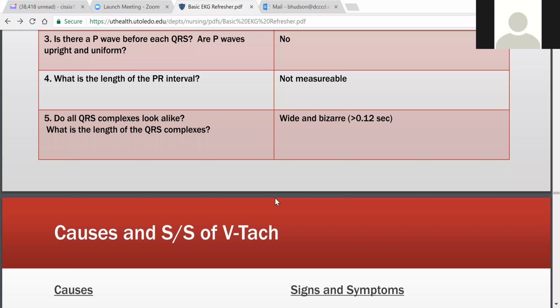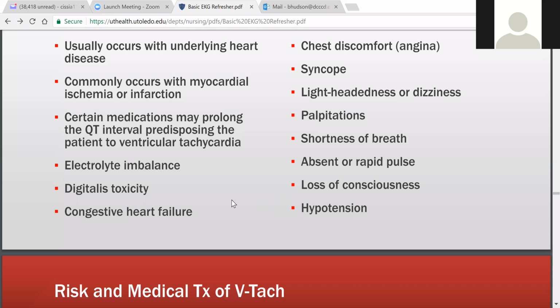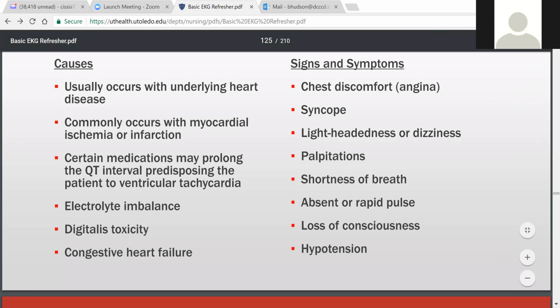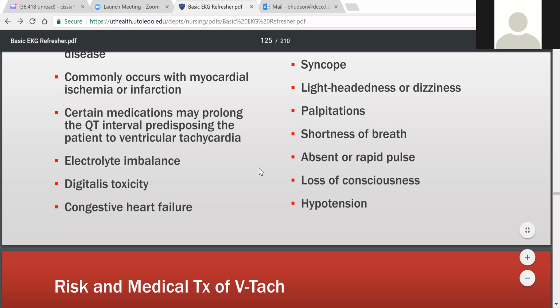So we're going to scroll on down. All of these are different causes: electrolyte imbalances, specifically potassium, digitalis toxicity, all of those things, prolonged QT with those other electrolyte imbalances that we talked about in food and electrolytes.